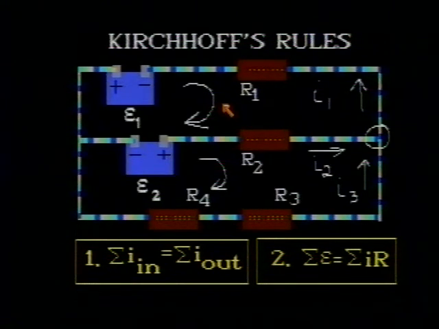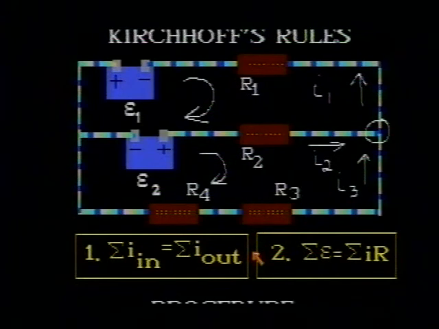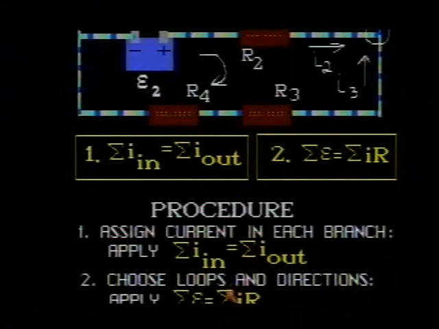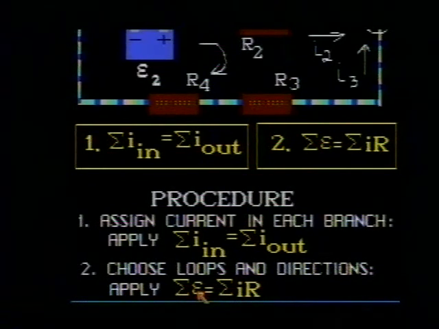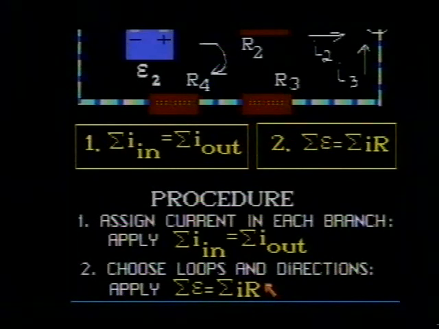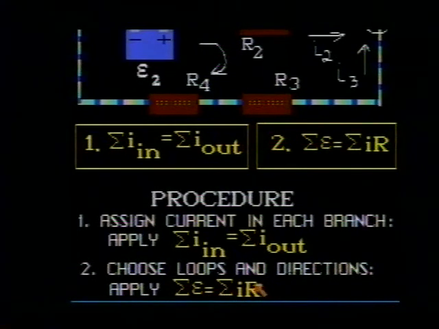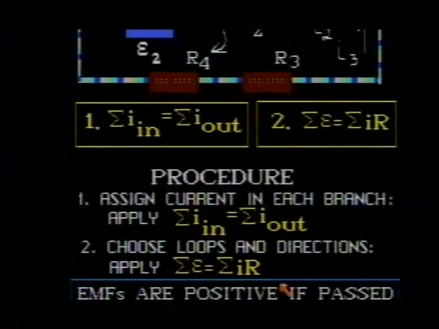Next step is to apply the second rule, that the sum of the EMFs around a closed loop is equal to the sum of the IR drops. One of the chief problems in applying this rule is keeping track of the algebraic signs of the EMFs and the IR drops. And there are rules to do that.